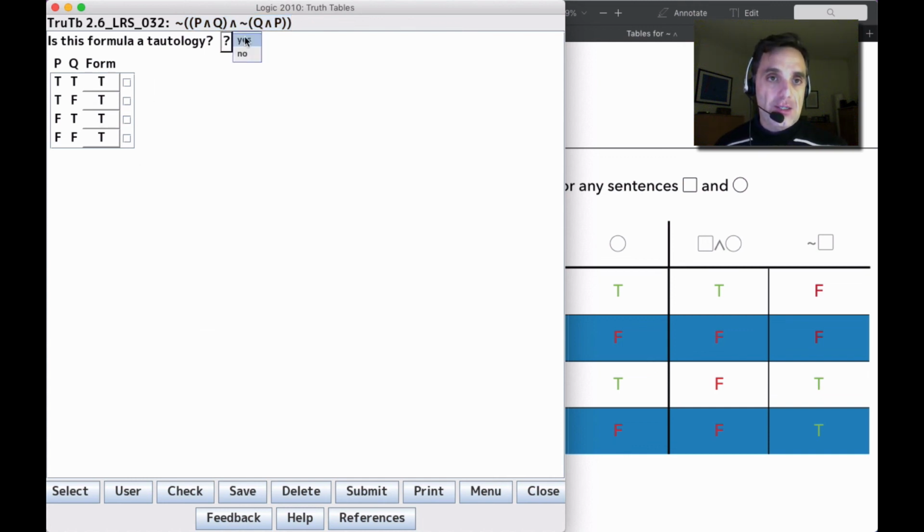So we'll say yes. Do we need to check a row? No. We only check a row when we're saying the formula is not a tautology, and we check a row where the formula is false. But there's no false here. It's a tautology. We're answering yes, and so we don't check anything, and we are done.